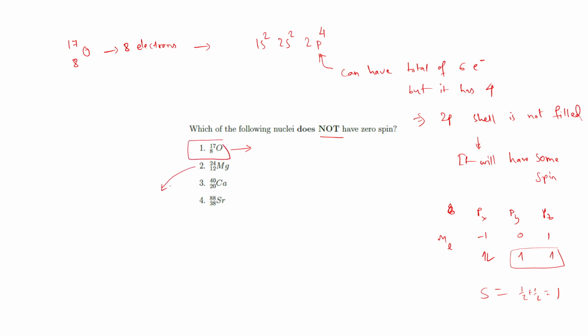But if you see the others, for example, magnesium, it will have 12 electrons. So it is 1s2, 2s2, 2p6, and 3s2. The s subshell can have a total of 2 electrons, so it has total filled electrons. What about calcium? Calcium has 20 electrons, 40Ca20, so basically it is argon 4s2. Argon has a filled shell, 4s2.